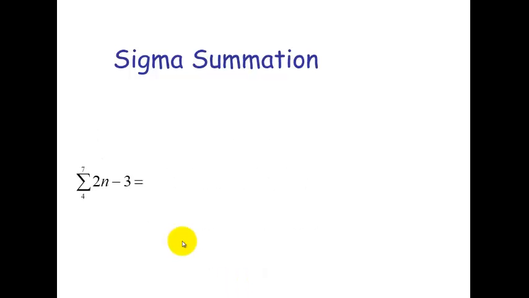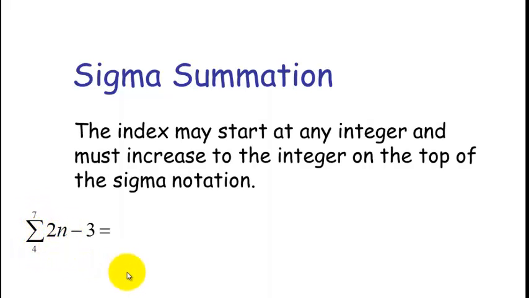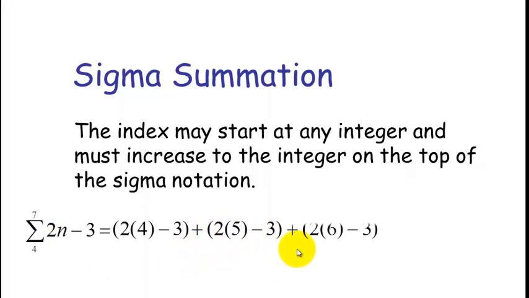Another example, summation of 2n minus 3, where n ranges from 4 to 7. So again, replace your n by 4, you will get 2 times 4 minus 3, plus, replace your n by 5, so 2 times 5 minus 3, plus, replace your n by 6, 2 times 6 minus 3, plus 2 times 7 minus 3.